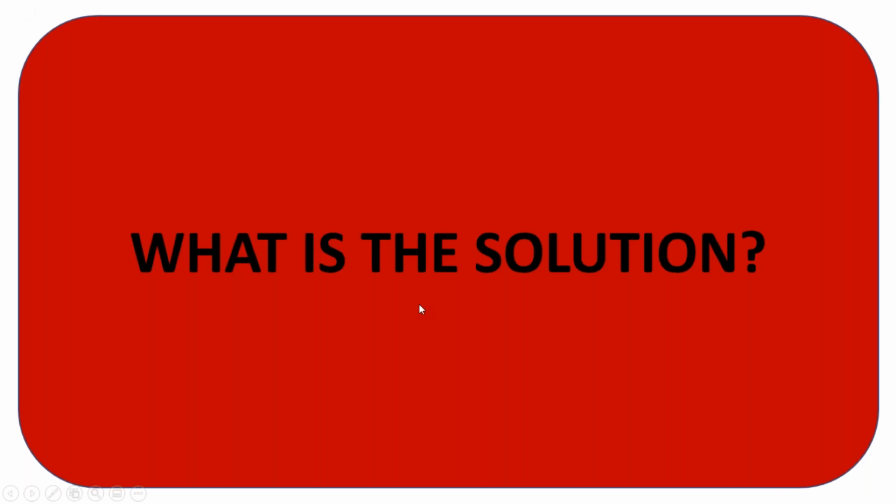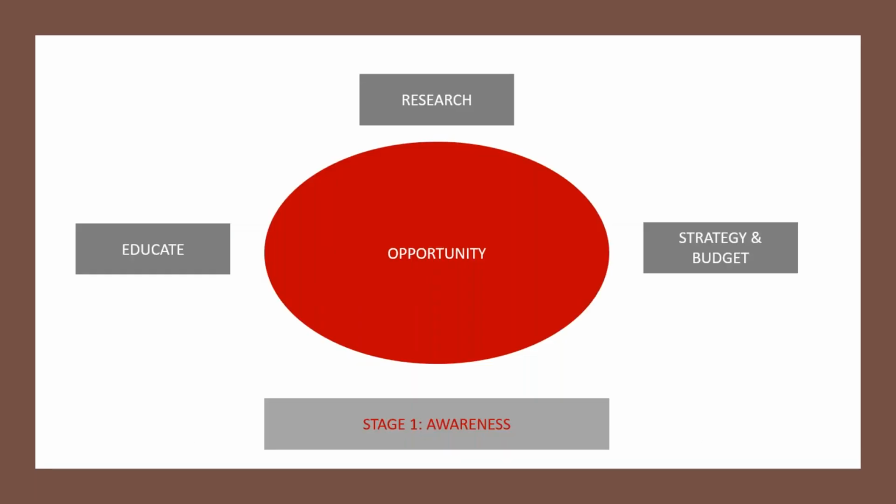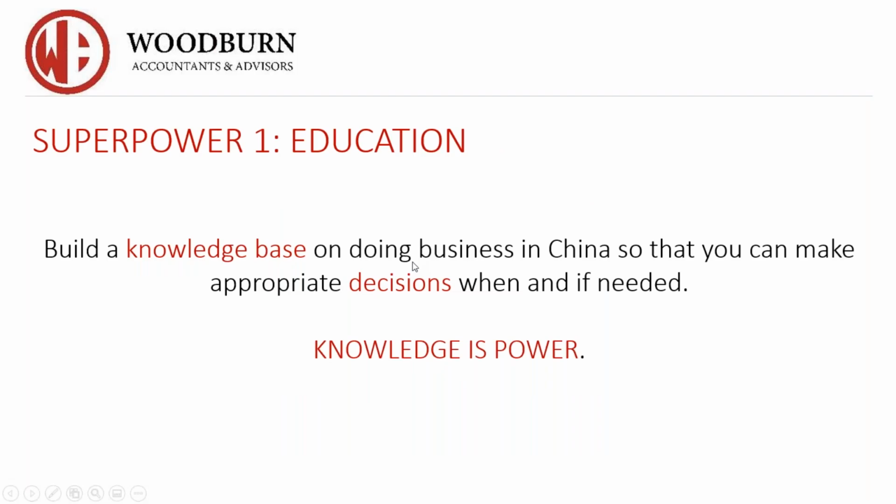So let's start with the superpowers. We're going to start off with milestone number 1, which is opportunity. It's awareness. It's an understanding of what the Chinese market can offer you. Okay. So superpower number 1 is education. Where can you get your education on China? All right. Because one of my main commandments is knowledge is power.